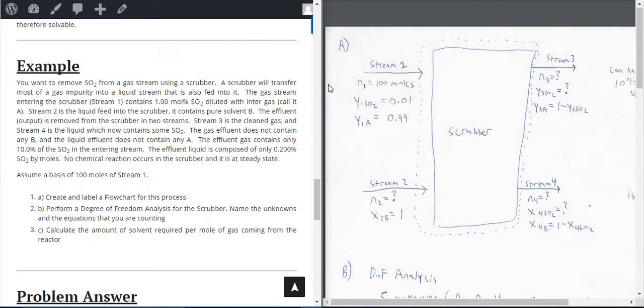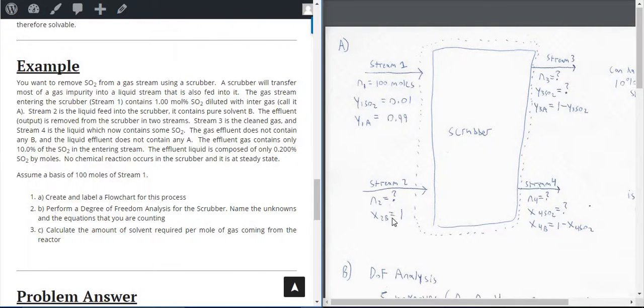So the main things to take away is stream 1 is based on 100 moles. So we have that drawn out here in our diagram. And then in that stream 1, it's 1% SO2, which we also show right here by this mole fraction of 1%. The rest of it is a gas called A. So this gas is A, 99%.